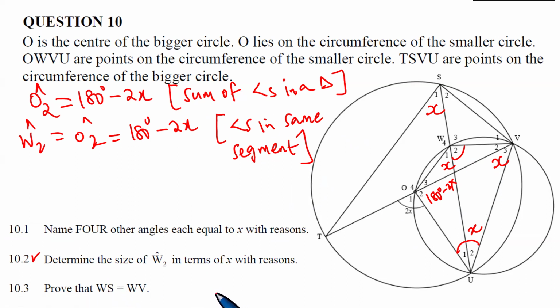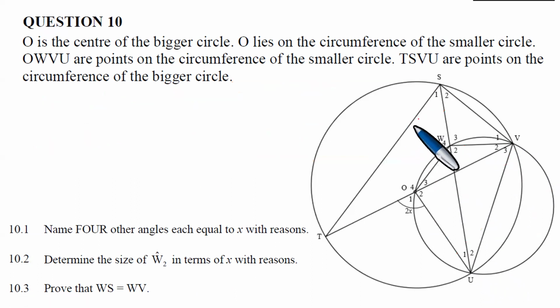The next question is as follows. We have S1 is X, W1 is X, V3 is X, and U1 and U2 are both X. The angle O2 is 180 degrees minus double X. So the whole of U is X, and this one is 180 degrees minus 2x. Next, 10.3: prove that WS equals WV.